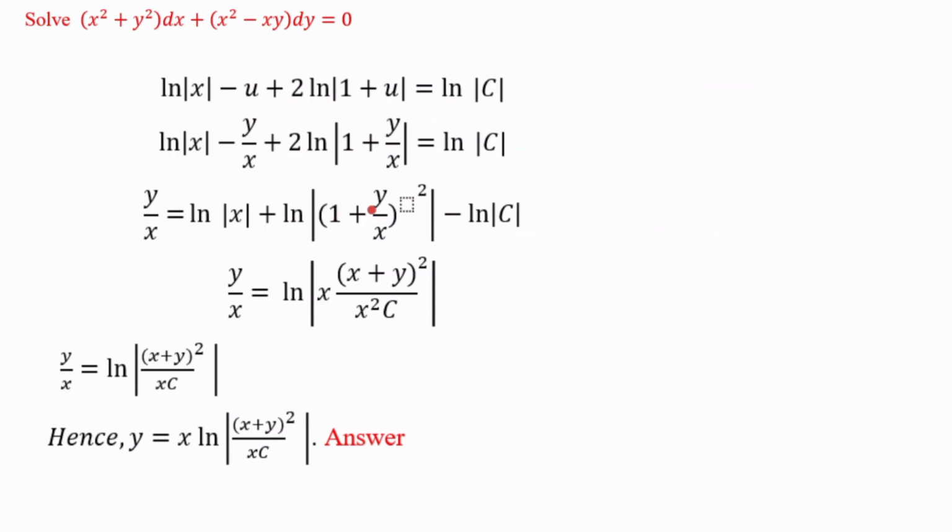So this one, when we simplify, we can write x squared times x plus y whole squared. Now this x and this x cancel, so we get x equals c times x plus y whole squared. So this is our obtained answer.